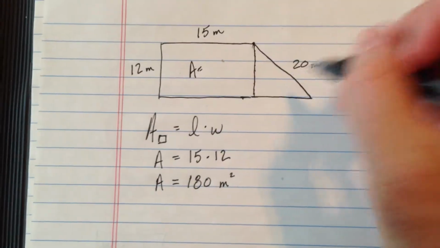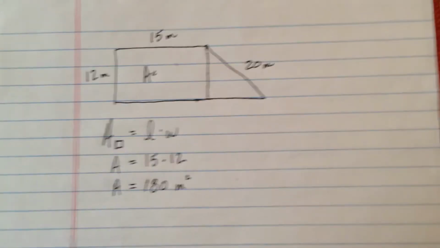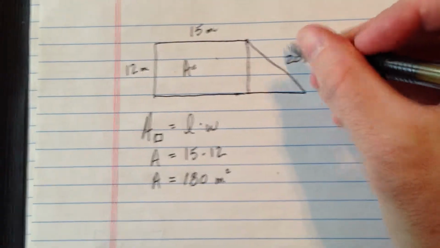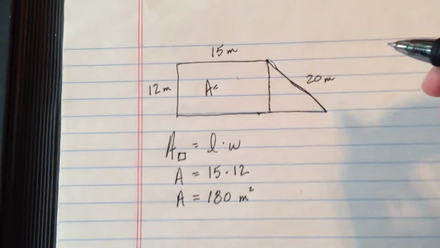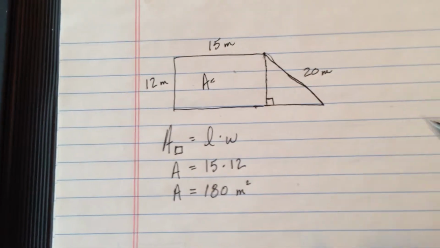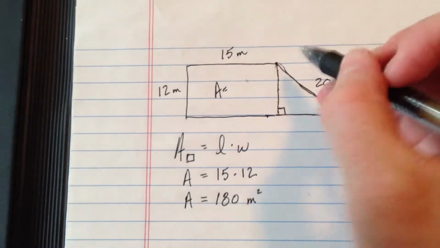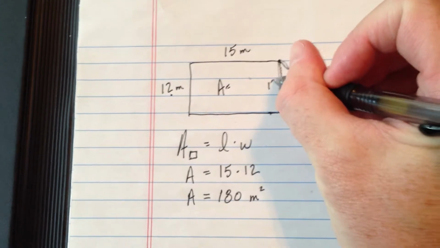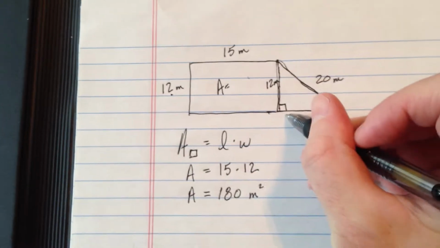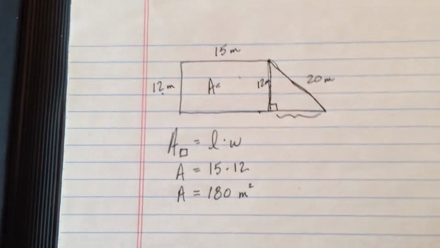Now, doing our triangle may be a little bit trickier in this case because they've only given me one measurement on the triangle, and that's this little diagonal, which we call the hypotenuse, as a 20. Well, the line I dropped down should be the same as this 12 over here, so that's a 12 right there. And what we're missing is that base.